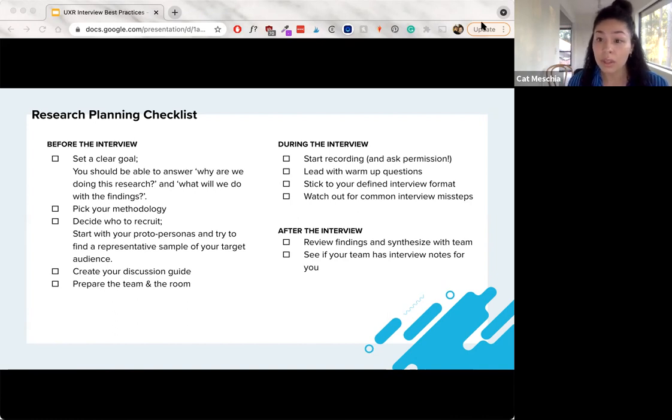And then preparing the room might not be as applicable in the world of Zoom, but if you are preparing an interview, it can be more helpful to create an environment most similar to the situation you're trying to learn about. If you are learning about behavior in a coffee shop, either do the interview in a coffee shop or set up your space to feel like it, to make people feel more comfortable.